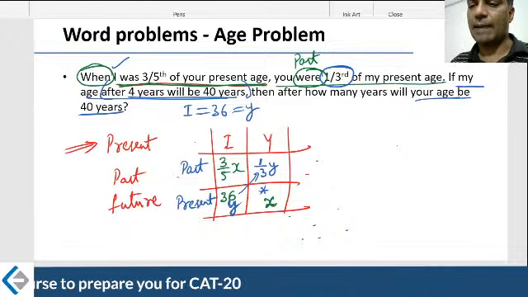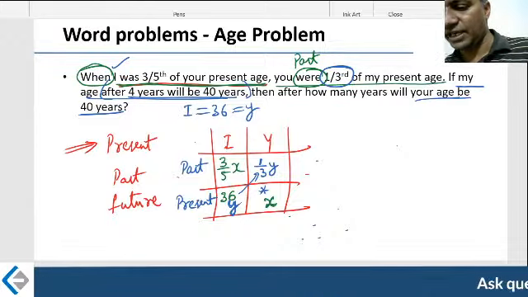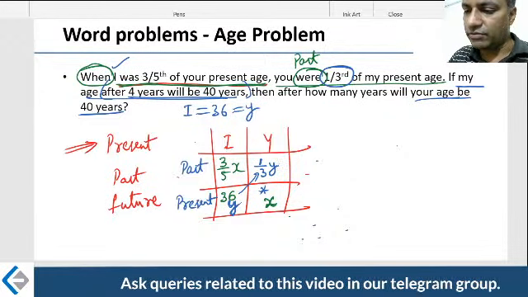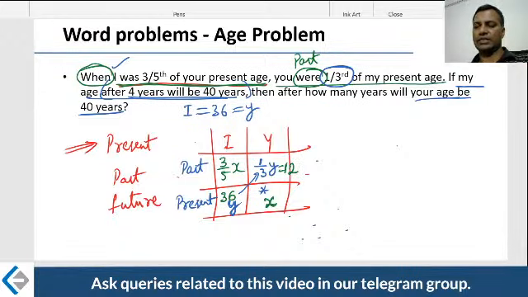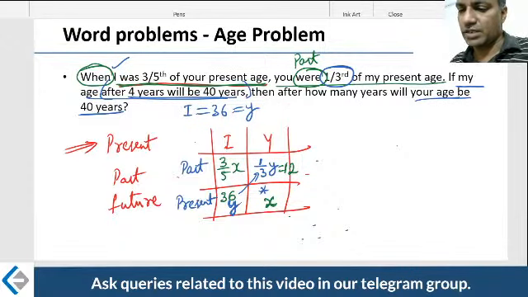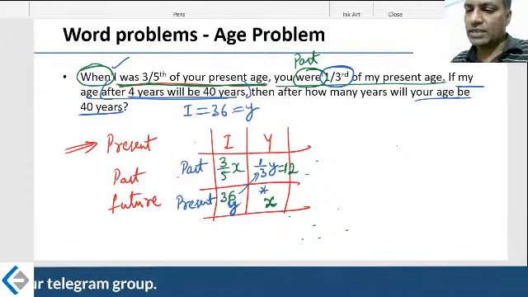You have to pay attention to the grammar in this question, otherwise you'll not be able to fill this. What is 1/3 of 36? You are writing 1/3 of 36. This is 12 years. The other person was 12 years at this point in time.